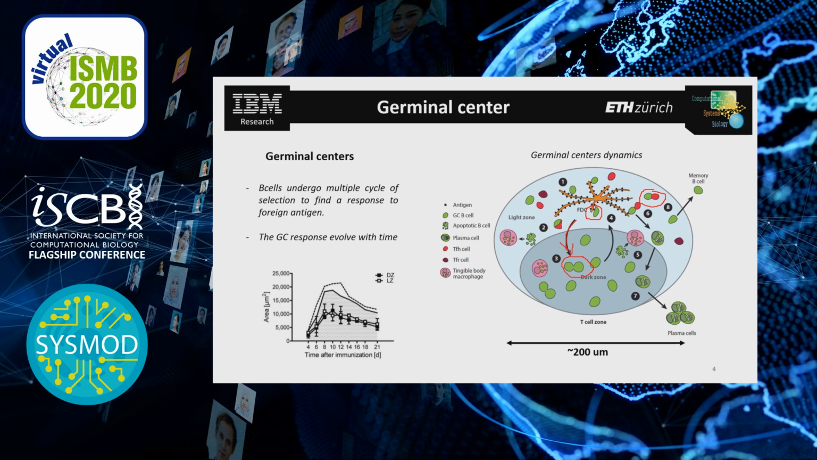Such a germinal center is a dynamic system, so at the beginning of the response it's very small and it has a huge increase in number of cells and then starts decreasing again.